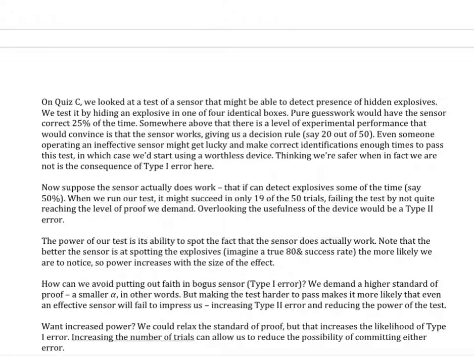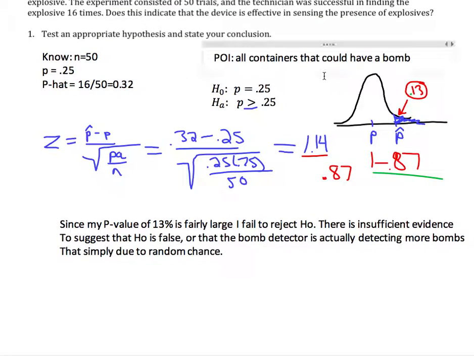So let's remember what a type 1 error is. You should just have that in your head. So type 1 is rejecting, the way I'd remember it, rejecting H sub 0 when it is actually true. So they're saying in this case, thinking we're safer when in fact we are not is the consequence of a type 1 error. Let's just go back to our hypotheses up here.